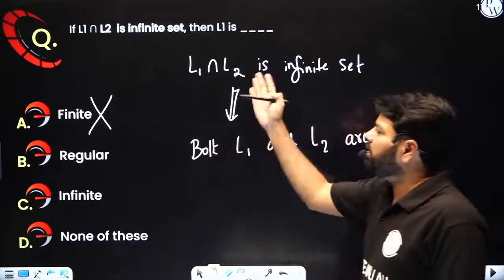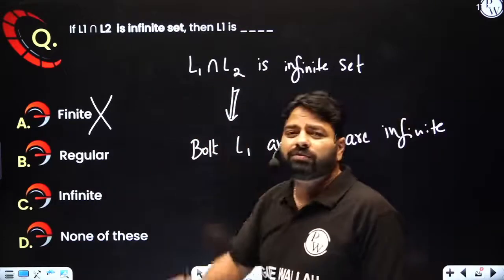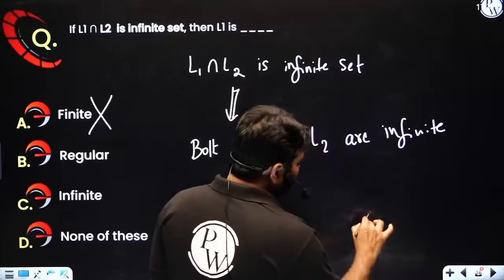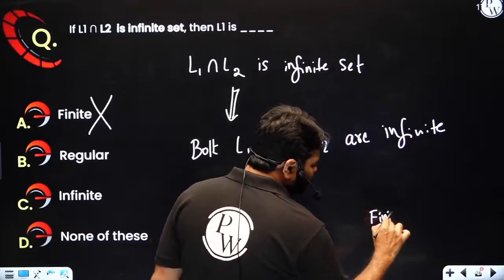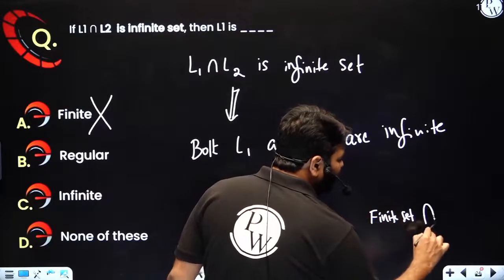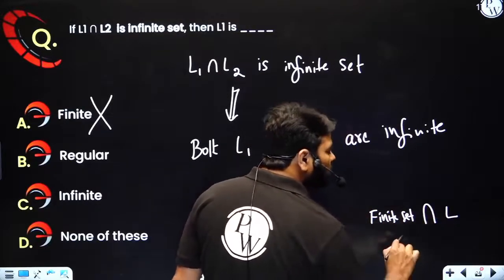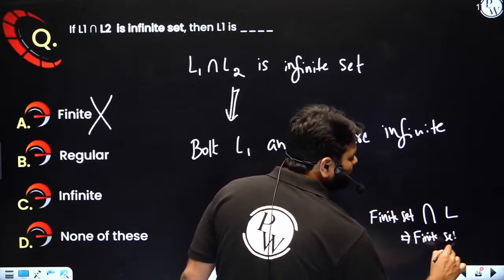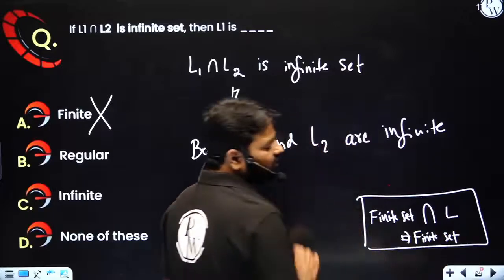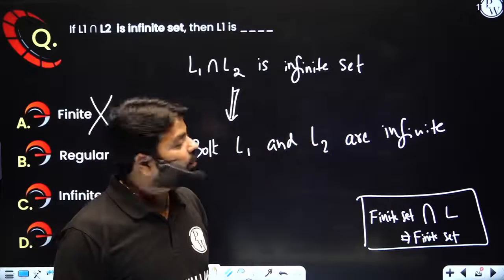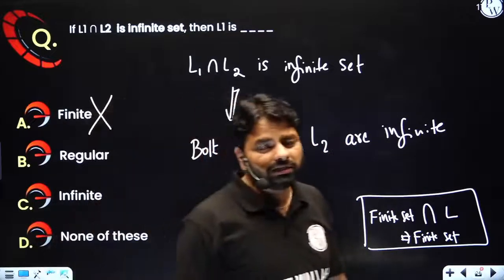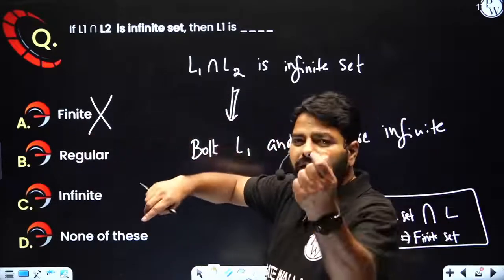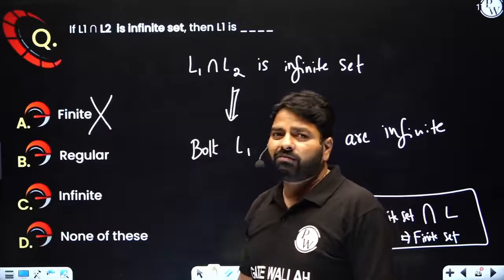You can't take L1 and L2 as finite. If you take any one of them as finite, a finite set intersected with anything is finite. If you know that a finite set, applied with any L, always gives a finite result, there is no doubt. Got my point? So you cannot take L1 as finite. That's why we delete it completely. In even one case, you don't have to take L1 as finite.